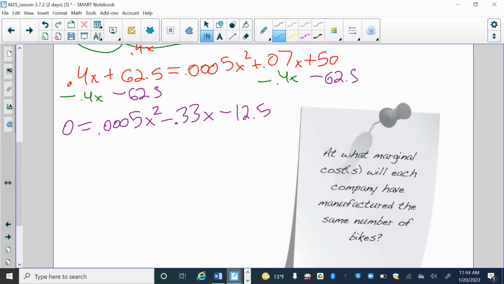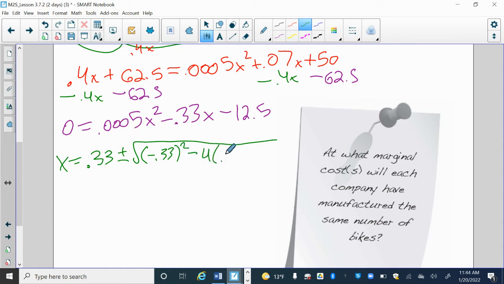You can still use the quadratic formula here to solve. So you can say x equals opposite of b, so positive 0.33 plus or minus square root of b squared, so negative 0.33 squared, minus 4 times a, 0.0005, times c, negative 12.5, all over 2 times 0.0005.